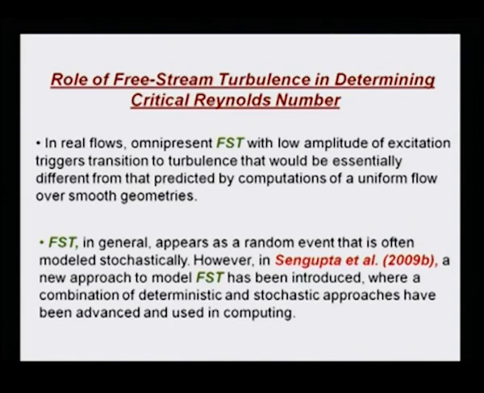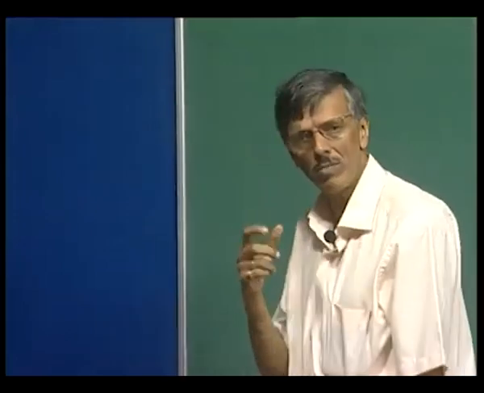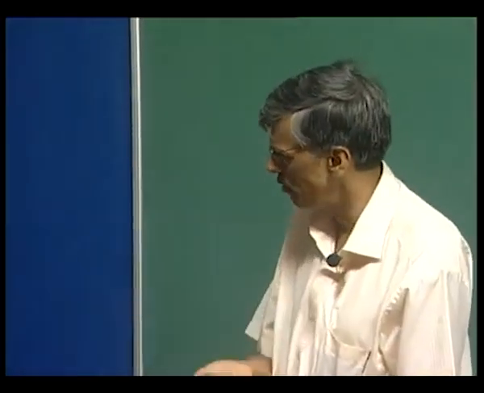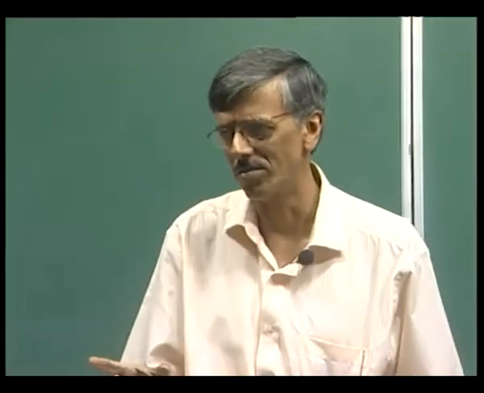Free stream turbulence, by definition, people have tried to view as a random event, and people do try to view it and model it stochastically. One of the most popular ways in computing is to treat it as some kind of random number, and then impose that random disturbance on the inflow path of your flow. We have actually departed from that point of view, that free stream turbulence has a definitive origin. And what is that origin?